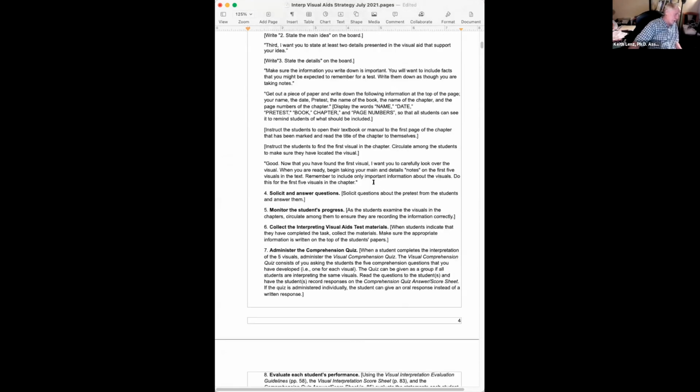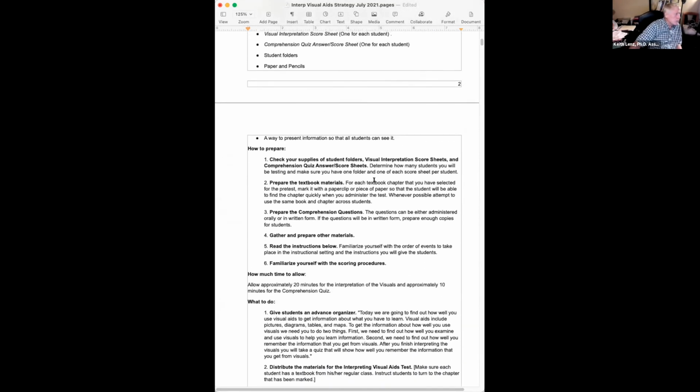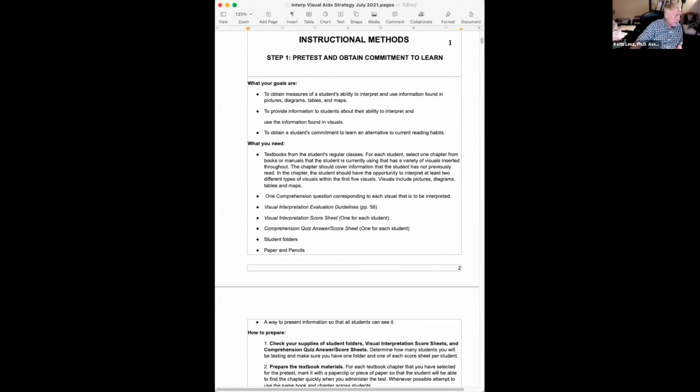This is the description for the pretest and obtain commitment. And so you're going to be using textbooks from the student's regular classes. For each student, select one chapter from a book or manual that the student is currently using that has a variety of visuals inserted throughout. The chapter should cover information that the student has not previously read. In the chapter, the student should have the opportunity to interpret at least 2 different types of visuals within the first 5 visuals. Visuals include pictures, diagrams, tables, and maps. One comprehension question for each visual.